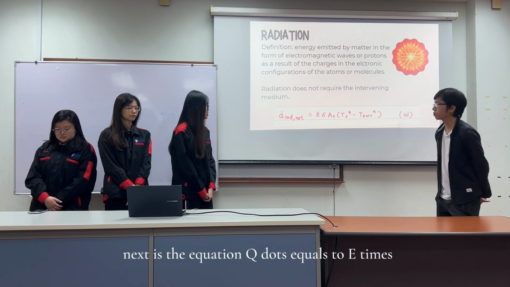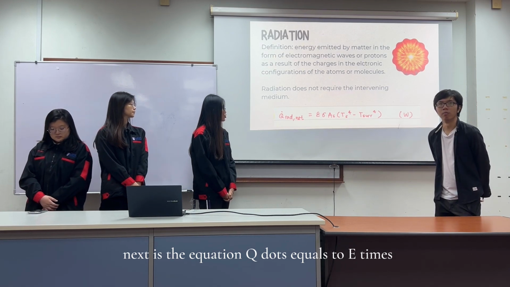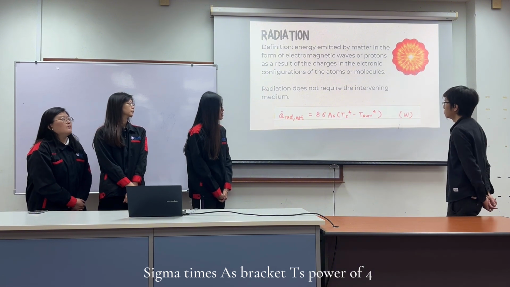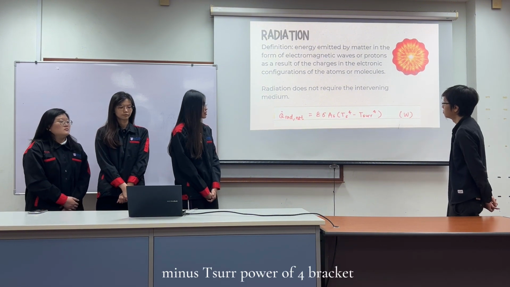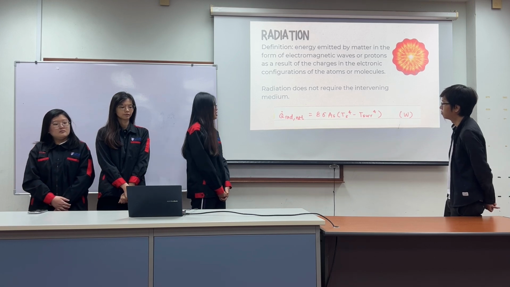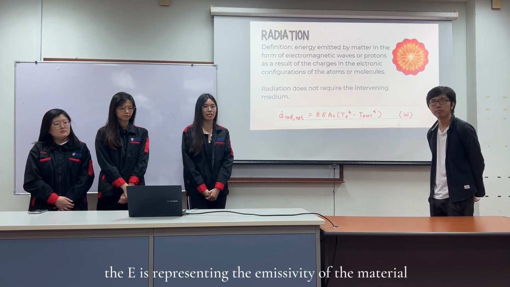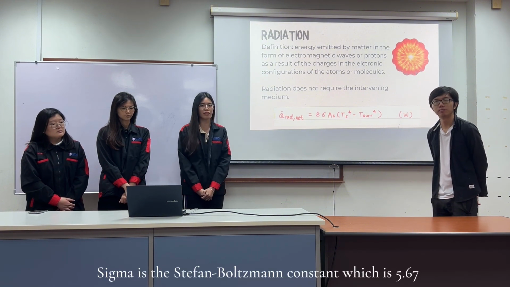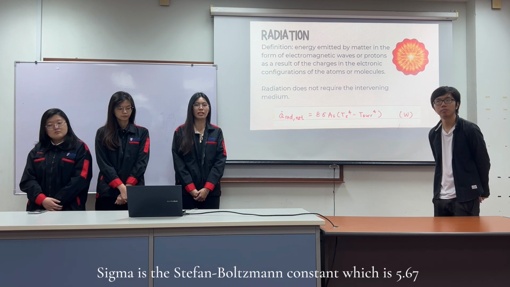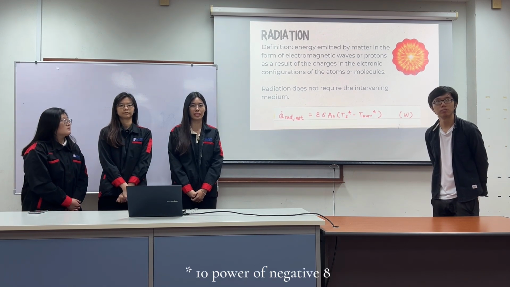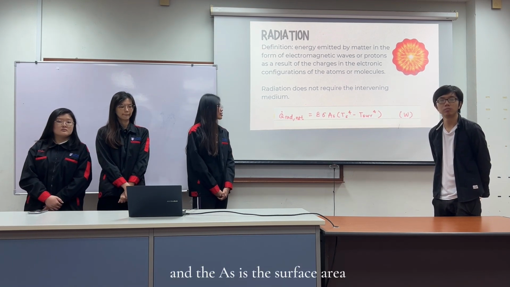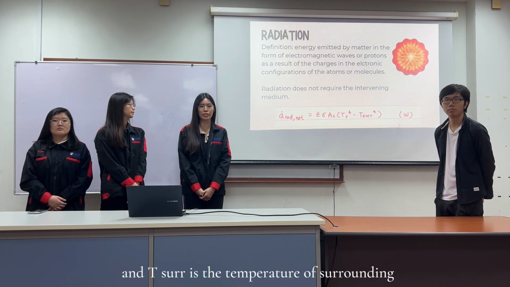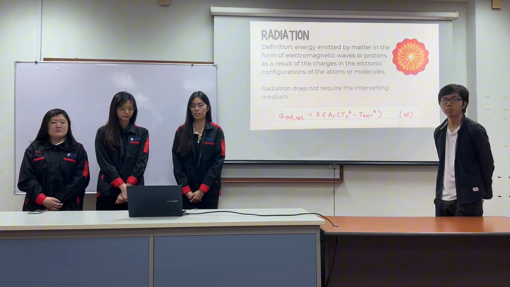Next is the equation. Q dot equals E times sigma times AS, bracket TS to the power of 4 minus T sub to the power of 4, brackets. The E represents the emissivity of the material, and sigma is the Stefan-Boltzmann constant, which is 5.67 times 10 to the power of negative 8. And AS is the surface area, TS is the surface temperature, and T sub is the temperature of the surroundings. That's all from me.